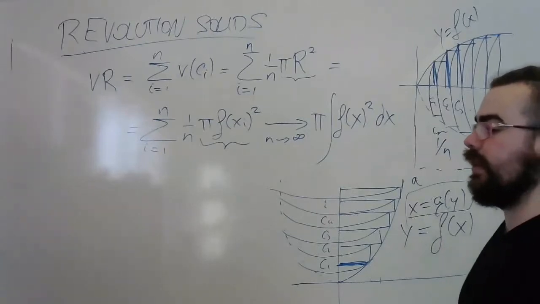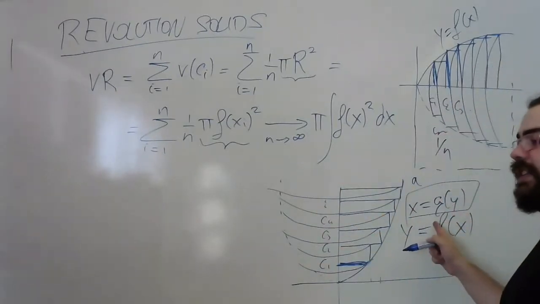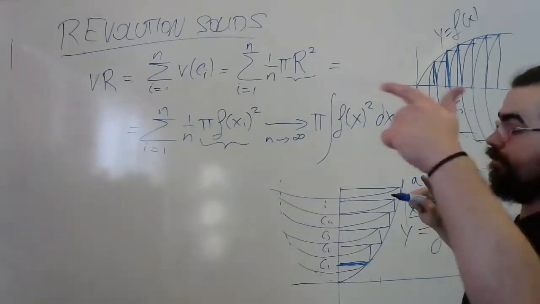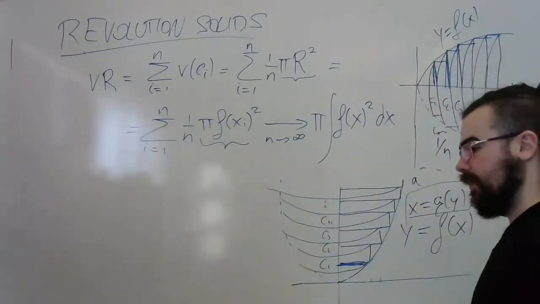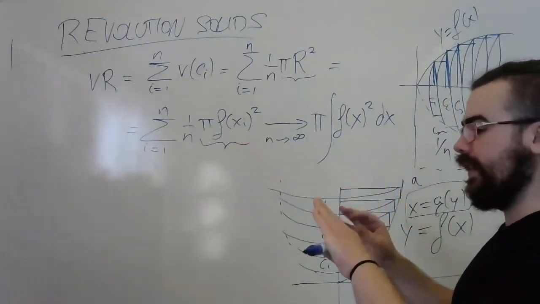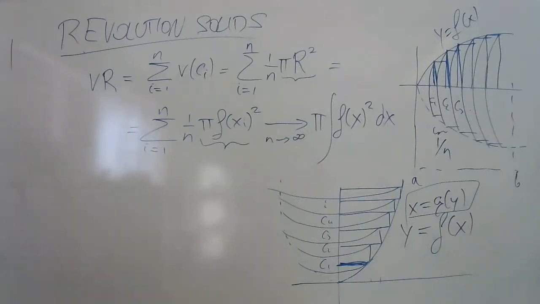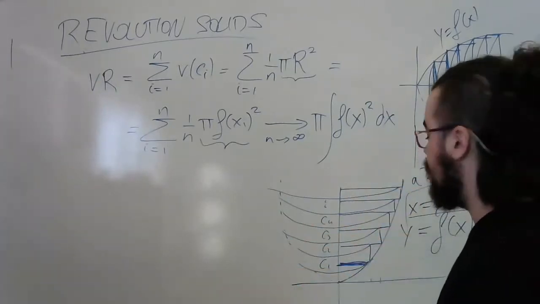So if you want to do a revolution along the y-axis, you change the order of the variables. You twist the function around, and then you get the vertical base instead of the horizontal base. Now, is g(y) the same thing as f inverse of x? Yes, it is.